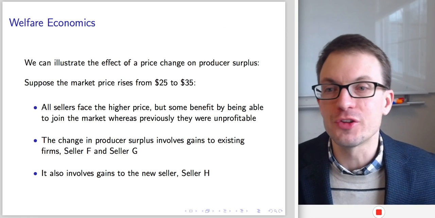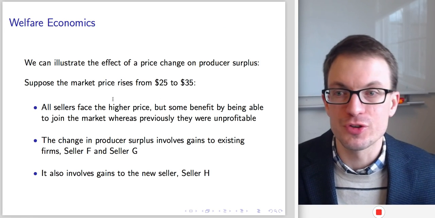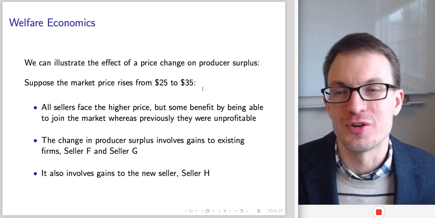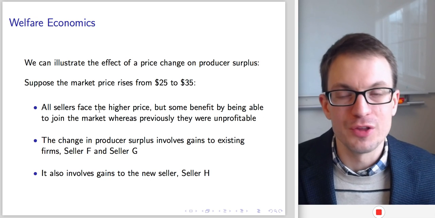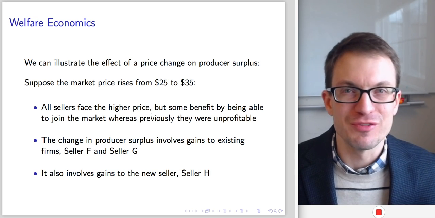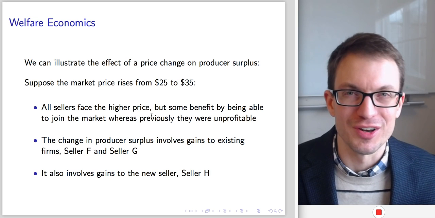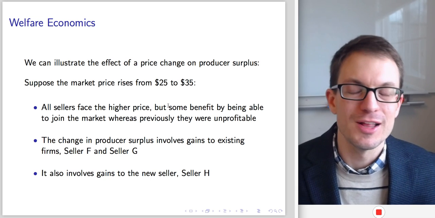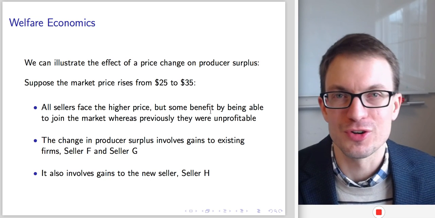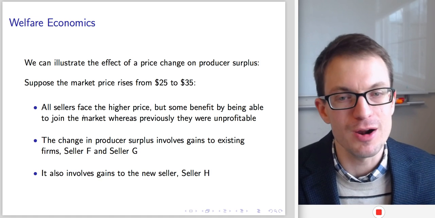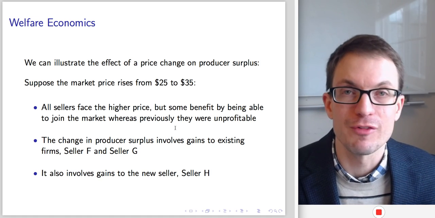Okay, so we can illustrate the effect of a price change on producer surplus. Suppose the price rises from $25 to $35. Well, all sellers face the same higher price, but not everybody's affected the same way. All the sellers are going to like the higher price. Sellers like higher prices. They're going to get an increase in producer surplus. But these increases aren't the same across all these sellers. Some benefit by being able to join the market, whereas previously they would have been unprofitable.